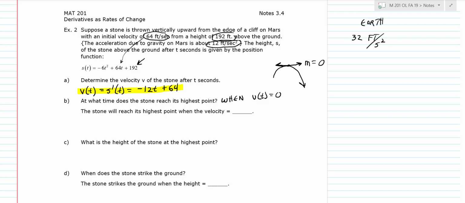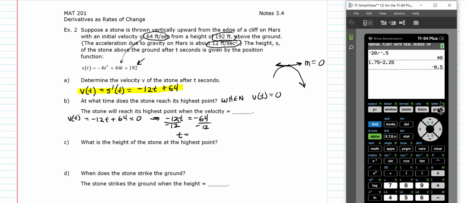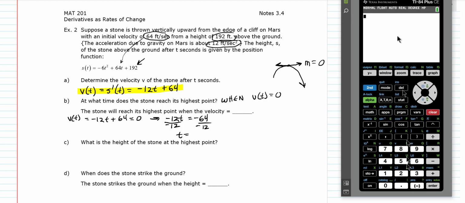So what we do on this problem is take the velocity, which is represented by negative 12t plus 64, and then you set that equal to 0. And then you want to solve this equation. So what you would get from here, negative 12t equals negative 64. Just subtract 64 from both sides, divide by 12, and that would give you the time when that happens. Okay, so this will give you the time, it looks like, in seconds on this problem.